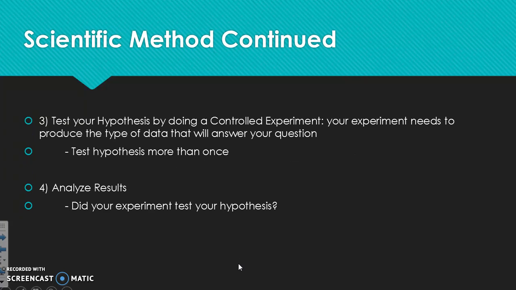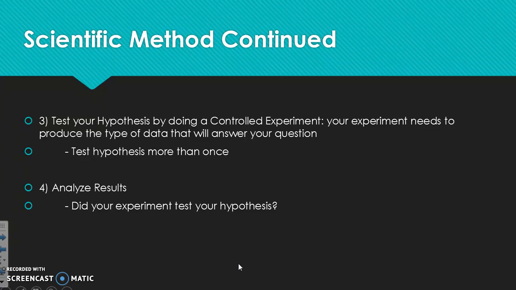The next step, step 3, is to test your hypothesis. You're going to test your hypothesis by doing a controlled experiment. Your experiment needs to produce the type of data that will answer your question. So it's got to be linked to your hypothesis. And then you're going to test your hypothesis more than once, because we want to make sure that if we're getting results, they're going to be consistent results.